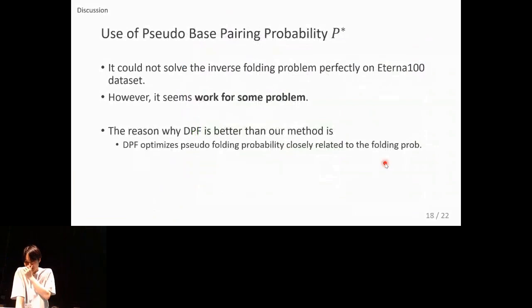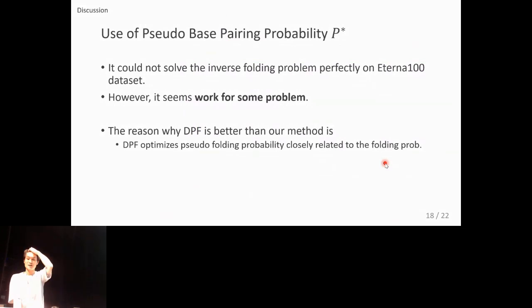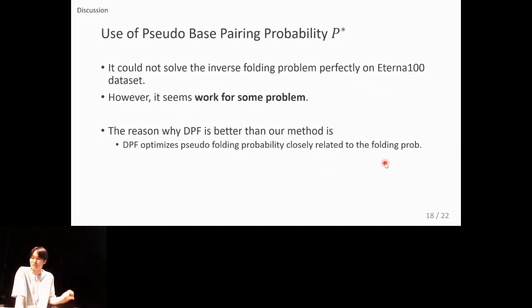Finally, let's move on to the discussion. We applied shared base pairing probability for inverse folding, and while our model was able to solve some problems, it couldn't address all the problems in the Eterna dataset. We guess the reason why the previous differentiable partition function method outperformed our method is that differentiable DPF optimizes the pseudo folding probability, which is more directly related to the actual folding probability.